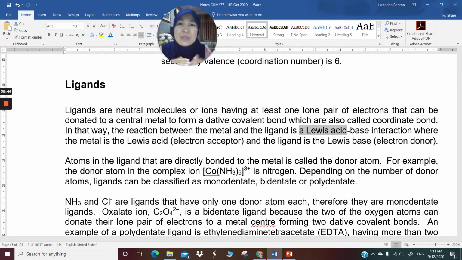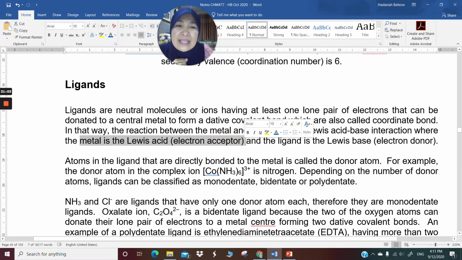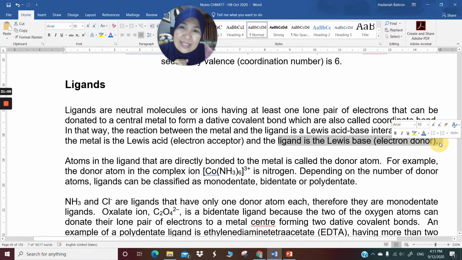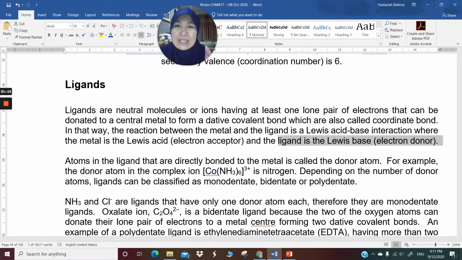The interaction between the ligand and the metal is called a Lewis acid-base interaction, and that is actually what makes coordination compounds. It is a Lewis acid-base interaction where the metal is the Lewis acid, the electron acceptor, and the ligand is the Lewis base, the electron donor. Now, can you tell me another molecule that can become a ligand that you have encountered before when we were learning VSEPR?